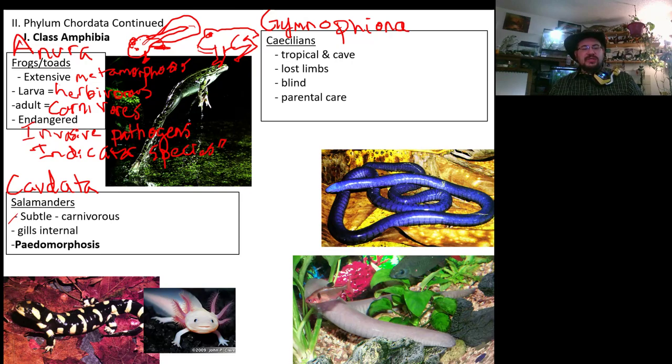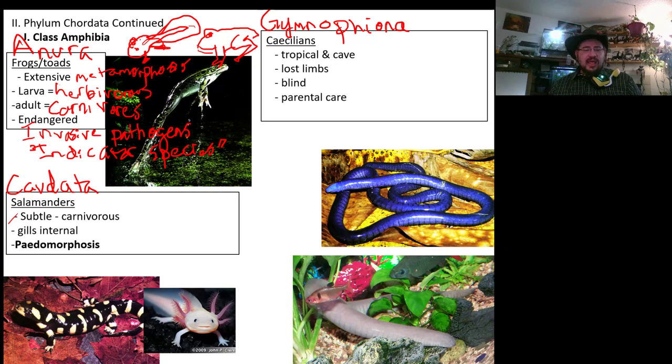An indicator species is a species that is highly susceptible to pollution. Think of it like the canary in the coal mine, right? The canary is down in a coal mine to detect if there's pockets of, like, sulfur gas or something that's going to smother out the oxygen. If the canary in the cage in the coal mine dies, that means everybody has to get out fast. Amphibians, the anurans, if they start disappearing from the environment, that means something is wrong in the environment, and they'll be some of the first to disappear.